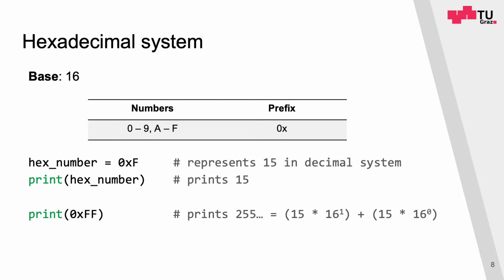And similarly, we can, for example, directly print out the value of 0xff. And if we print this out, it will print out 255. Here in the comment on the right side, you can see how we can get the decimal representation of this hexadecimal number. And later in the course, we will learn how we can come up with this calculation.